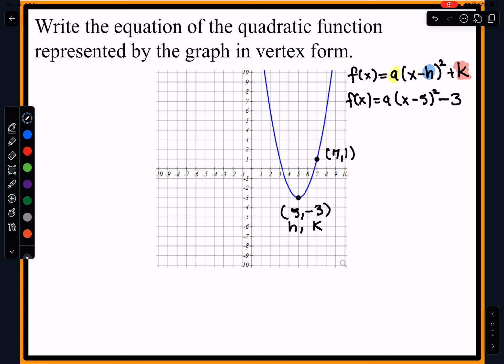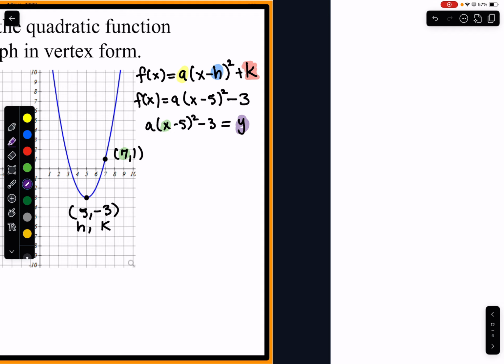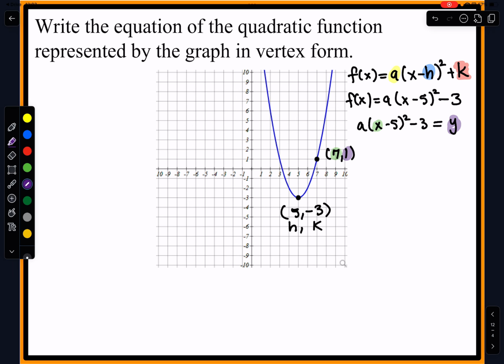Now remember, f of x is the exact same thing as y. So I'm going to write this equation before I substitute: a times (x minus 5) to the second power minus 3 has to equal the output value of y. Now we're going to substitute in the value of x with 7 and the value of y with 1. So we have a times (7 minus 5) to the second power minus 3 equals 1.